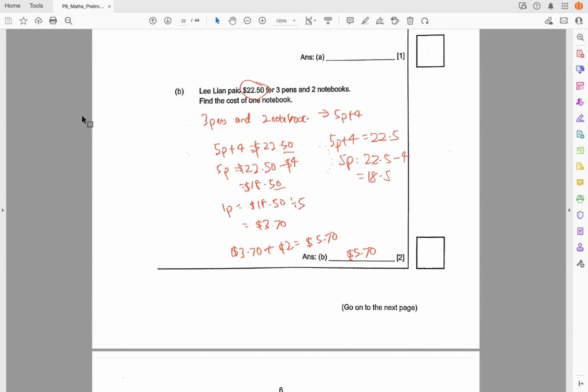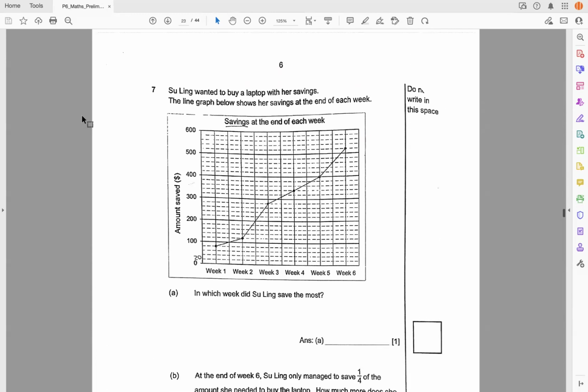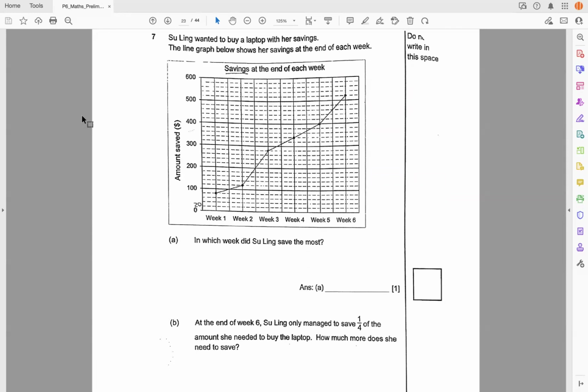Let's continue with the next question. Okay, this is a graph. This question is very similar to the select paper we did. I think it was last week. A lot of people got it wrong. A lot. It's the collection of stamps. Do you remember? It's the last question on the collection of stamps, and a lot of people got it wrong. Same question. Same idea.